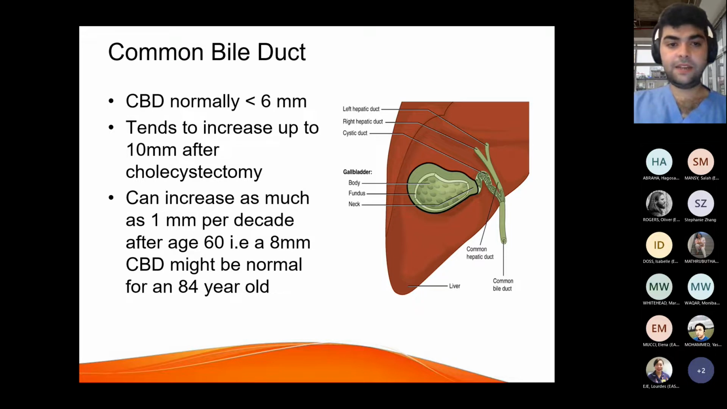But the caveat is that someone who's had a cholecystectomy can have dilatation up to 10 millimeters, and that can be completely normal. And the other thing is that some studies have shown that people, as they get more elderly, the CBD actually does dilate a bit. So some people will accept a 1 millimeter increase for every 10 years after the age of 60. So an 80-year-old can have an 8 millimeter, a 90-year-old can have a 9 millimeter, and that can be completely normal for them.